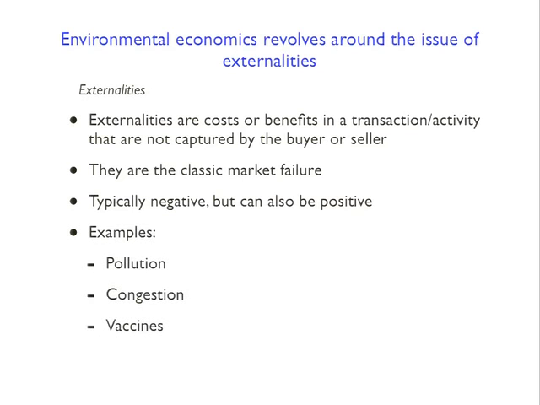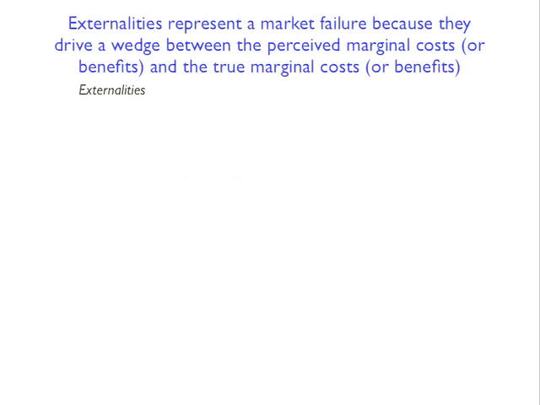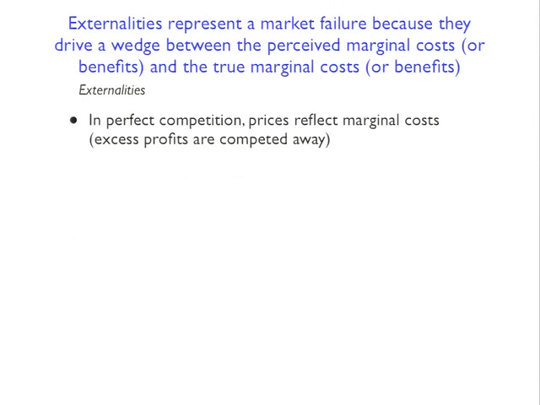Okay. So externalities basically represent a market failure because they drive a wedge between the perceived marginal costs, or in the case of vaccination, the marginal benefits, and the true marginal costs, or in the case of vaccination, the true marginal benefits. In perfect competition, prices should reflect marginal costs. The idea here is that excess profits will eventually get competed away, right?